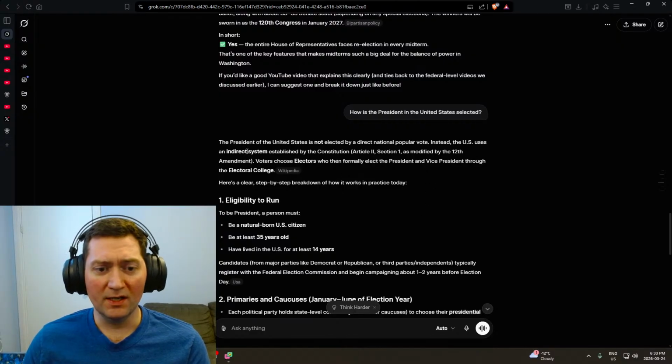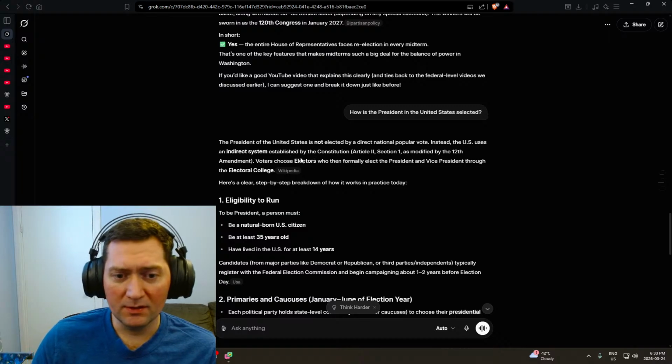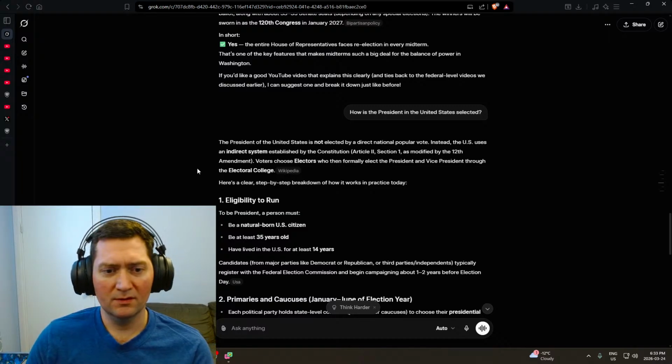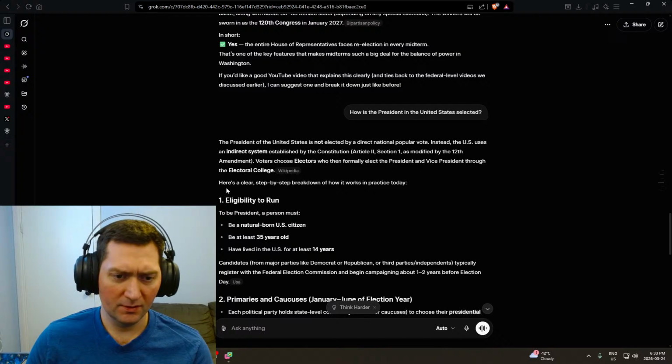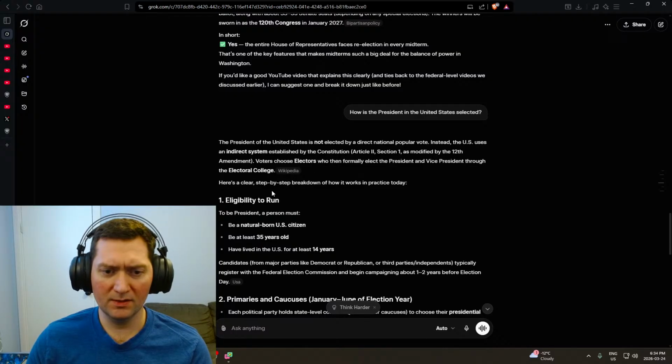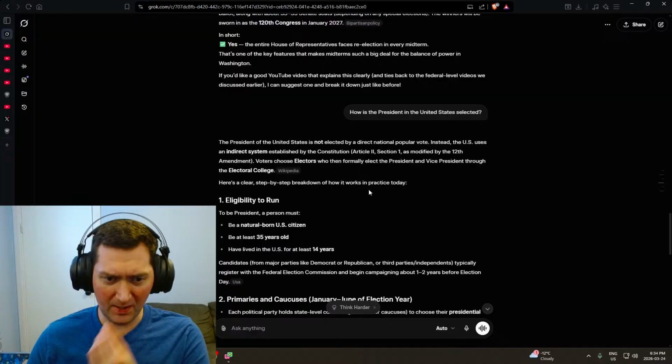Instead, the US uses an indirect system established by the Constitution. Voters choose electors who then formally elect the president and vice president through the Electoral College. Here's a clear step-by-step breakdown of how it works in practice today.